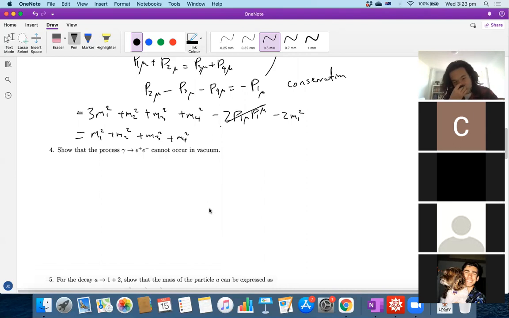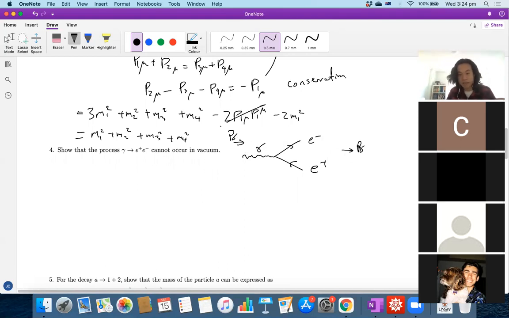Show that the gamma to positron plus electron interaction cannot occur in a vacuum. So what this is saying is that you have a light coming along, a photon, and then it suddenly spontaneously turns into an electron and a positron. Heuristically, this can't happen because it's a momentum conservation issue. The photon comes in with some forward momentum p gamma, and by momentum conservation, the electron and positron pair has to end up with p gamma going in the forward direction as well.